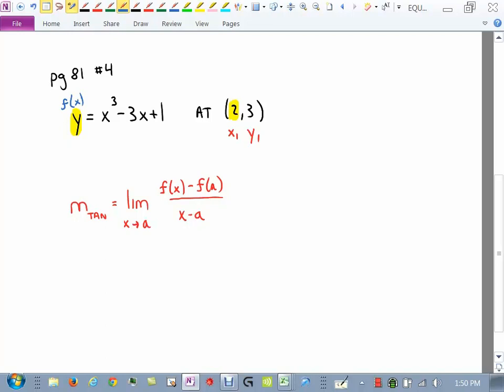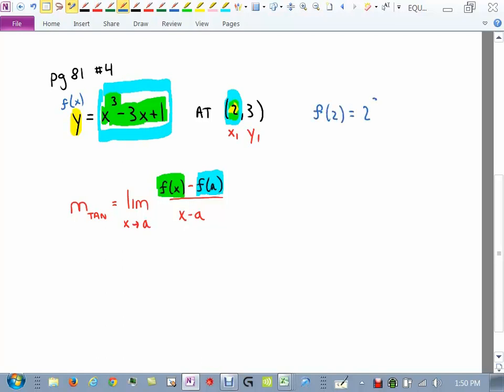So let's get these pieces here. F of x is just going to be this. Then we're going to need f of a. So f of a is going to be what we get when we plug 2 into this function. So let me do that over here on the side. What is f of 2? Well, f of 2 is 2 cubed minus 3 times 2 plus 1, which is 8 minus 6 plus 1, which gives me, oh sorry, 3. Duh, this is 2 plus 1, 3.